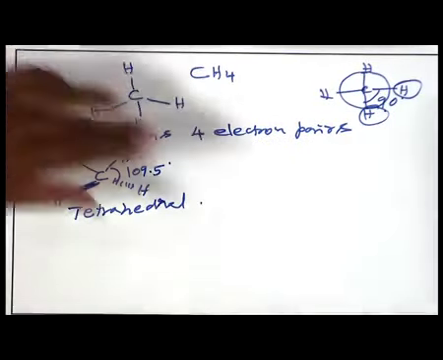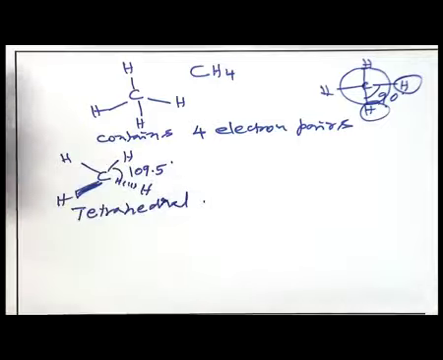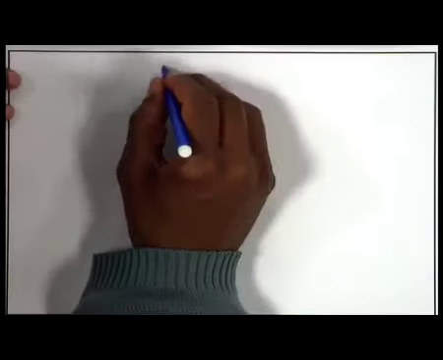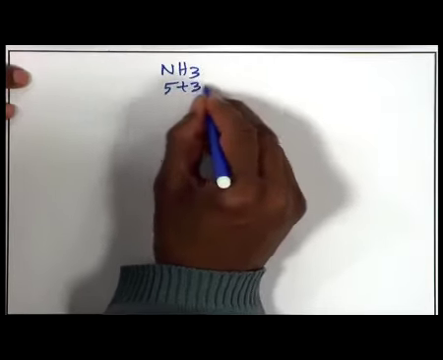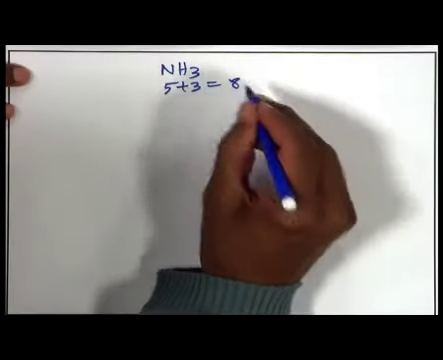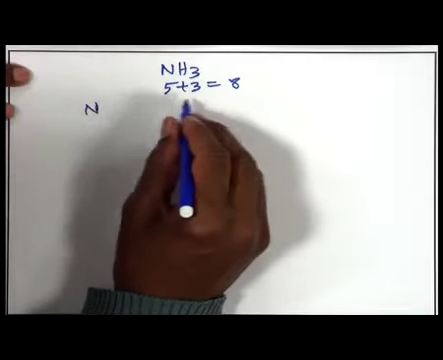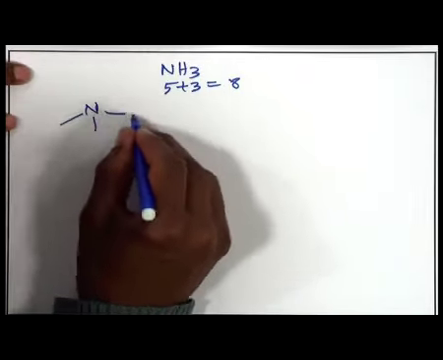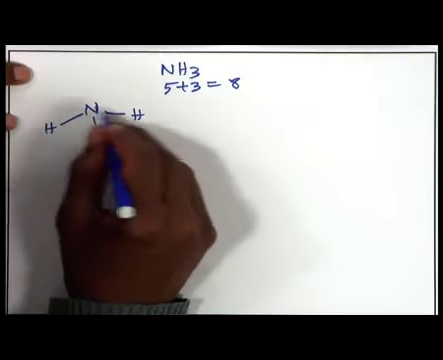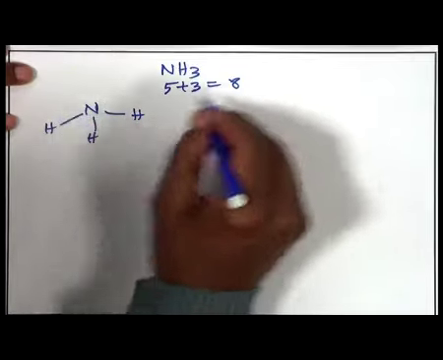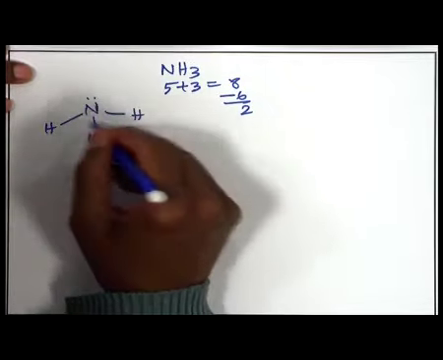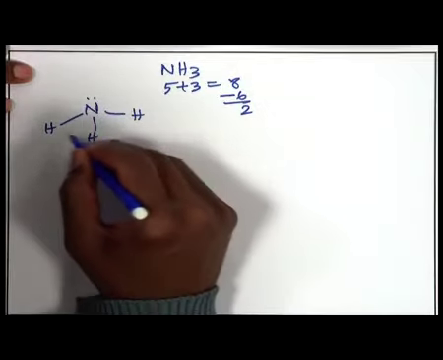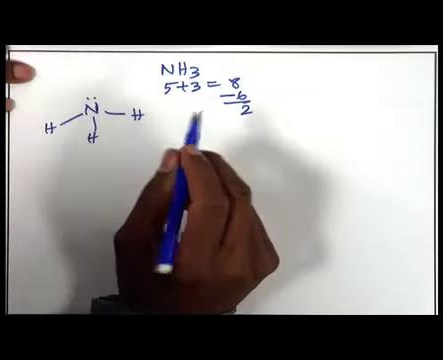Now let us see a molecule of this type: ammonia. As you know, first you have to write the Lewis dot structure. It has 5 plus 3, where 5 is the valence electrons of nitrogen, so 3 plus 5 is 8 electrons. So you can draw the approximate shape of the ammonia molecule, with 3 hydrogen atoms around the central nitrogen atom. 6 electrons are there for forming bonds, and two more electrons should be added to the central nitrogen atom. Now the octet structure is attained by the central nitrogen atom. For hydrogen it is only 2 electrons, so this is the correct Lewis structure.